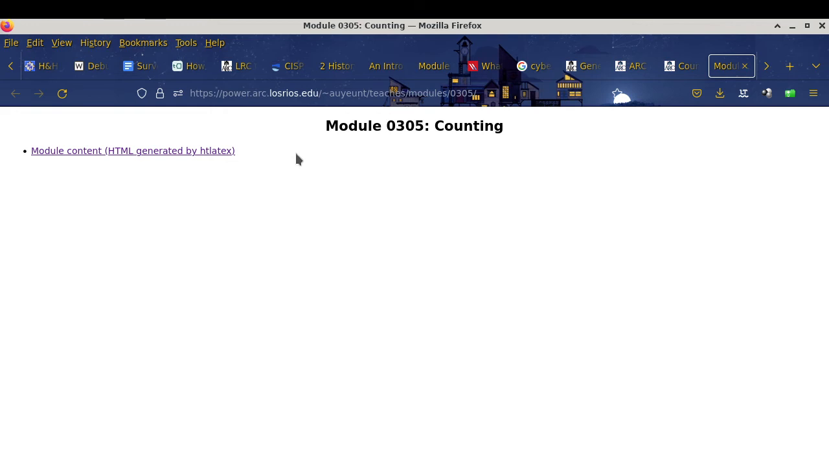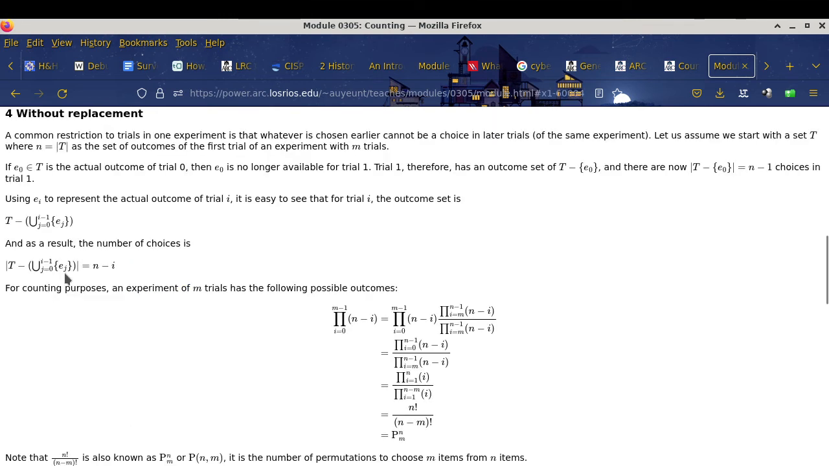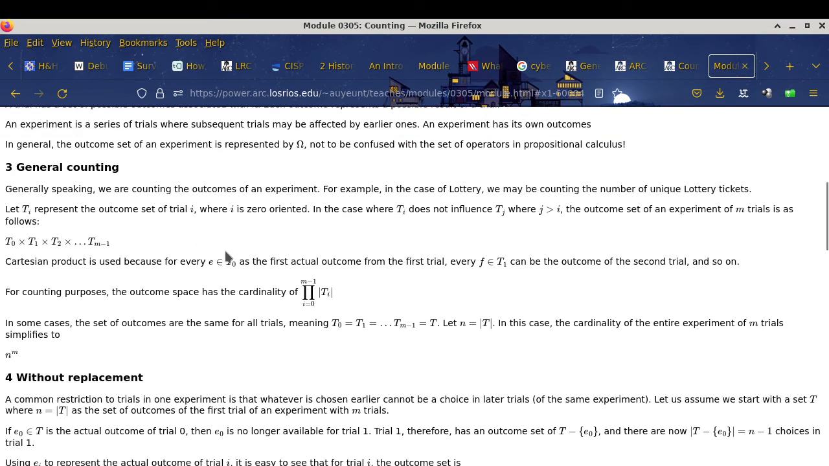So that's what we did last time. And what we'll do today is to continue our discussion of general counting without replacement. Okay. Let me get back to this one.